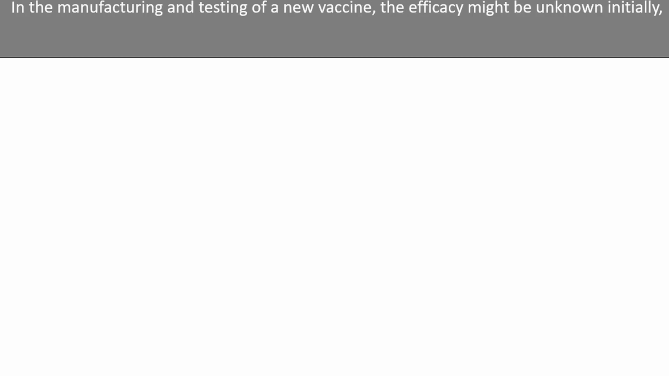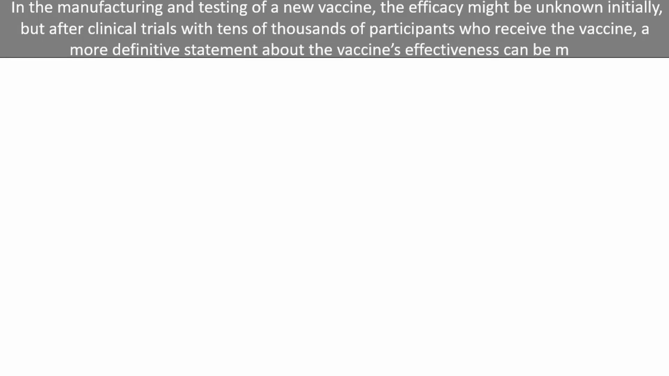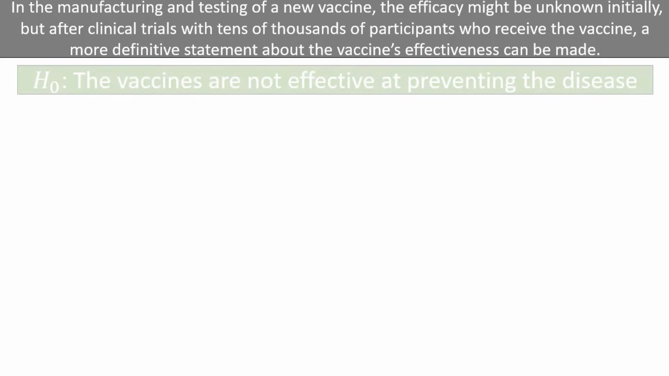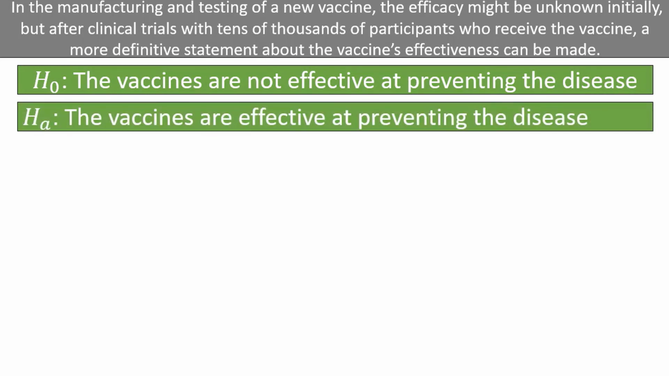In the manufacturing and testing of a new vaccine, the efficacy might be unknown initially, but after clinical trials with tens of thousands of participants who receive the vaccine, a more definitive statement about the vaccine's effectiveness can be made. The null hypothesis before the clinical trials might be that the vaccines are not effective at preventing the disease, and the alternative hypothesis might be that the vaccines are effective at preventing the disease.